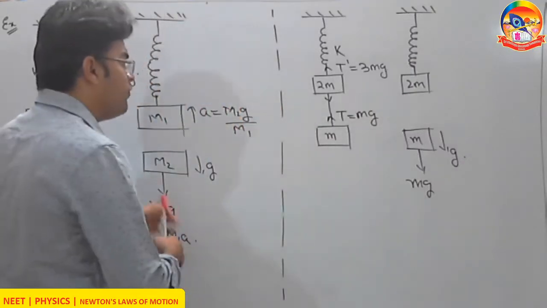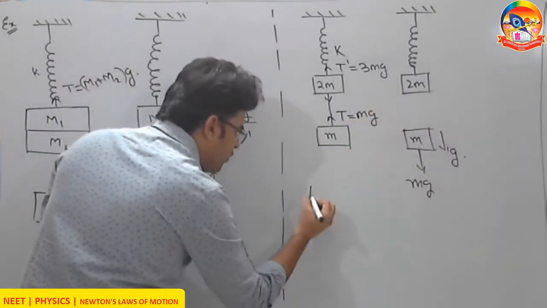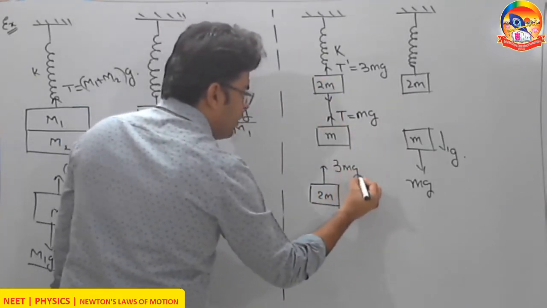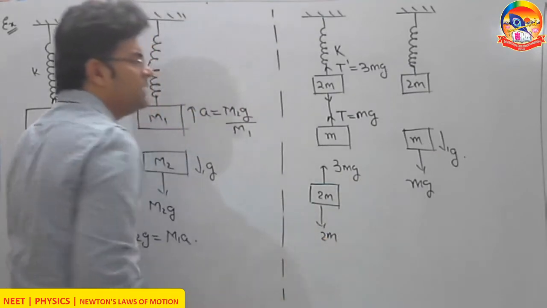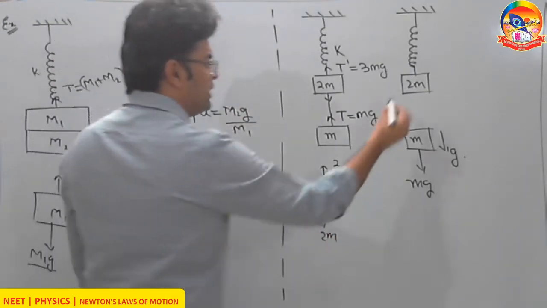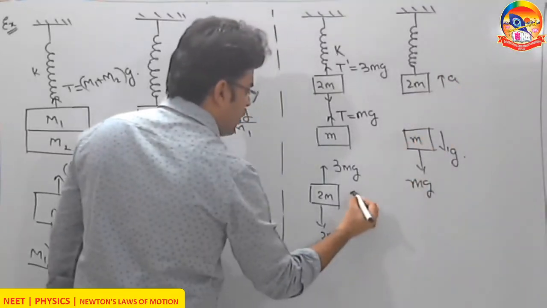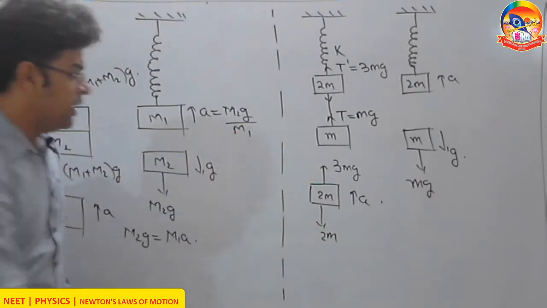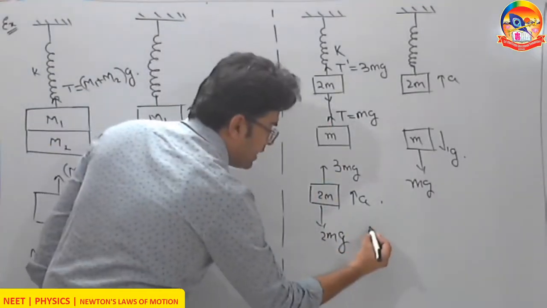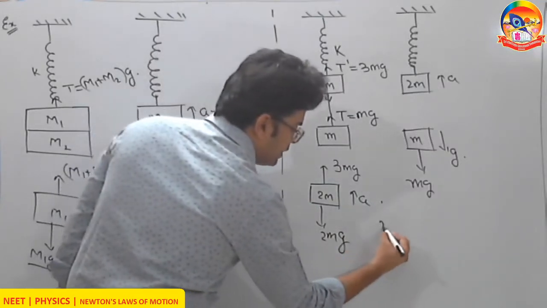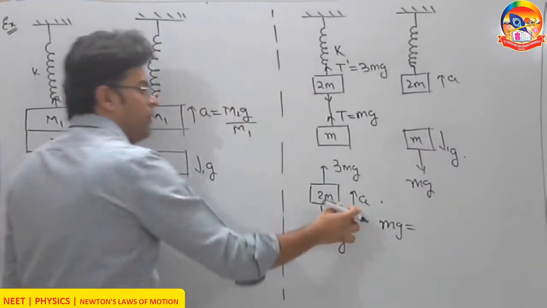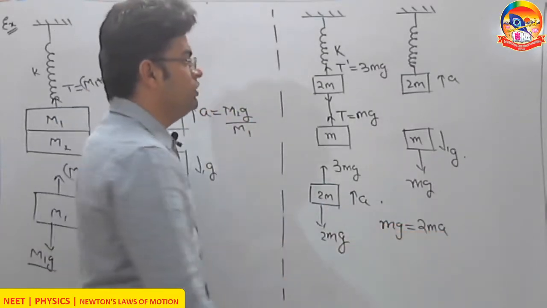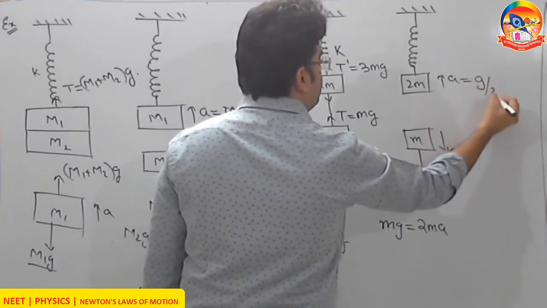So now just after cutting, since the elongation in the spring is the same, the force applied by the spring is the same. If we make the free body diagram of this block of mass 2m just after cutting, the spring still applies an upward force 3mg. The force of gravity downward is 2mg, and let's say under the influence of these two forces, this block accelerates up with an acceleration a. We can write Newton's law as the net force acting in the direction of acceleration equals mass into acceleration. So 3mg minus 2mg, that is mg, equals mass into acceleration, 2m into a. So from here the acceleration comes out to be g by 2. So the acceleration of this block is g by 2 upwards.